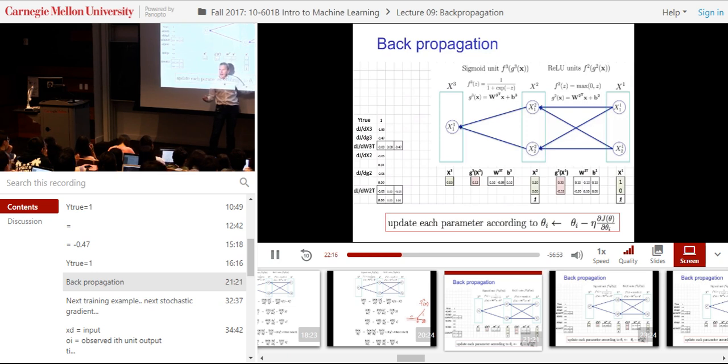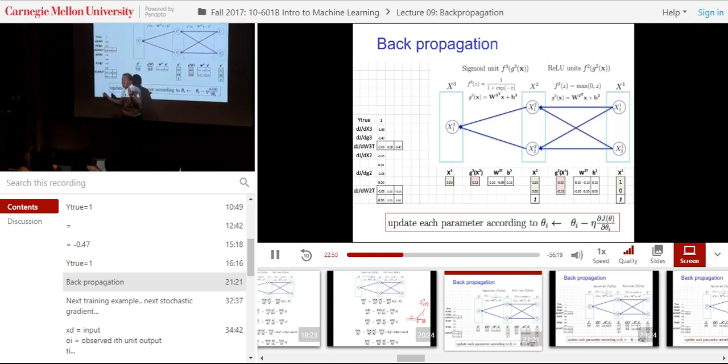Why negated? Because we want to go downhill. The definition of derivative is: if I take the derivative of j with respect to theta, and I get a number, that means if I increase theta, this is the amount I'm going to increase j proportionally. Since I want to decrease j, because we're trying to minimize the negative log likelihood, that's where the minus comes in. And then this thing, eta, is just some constant that we make up.